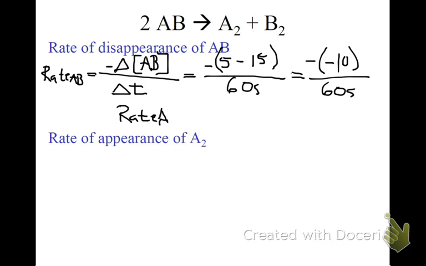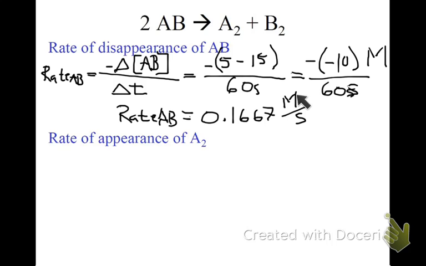of AB is 0.1667. And what are the units going to be for this? Well, since the top is the concentration, molar, and the bottom is time, seconds, our units would be molar per second. So it's molarity per second. That means over the course of 60 seconds, on average, AB changed by 0.1667 moles per liter, every 1 second that went by.